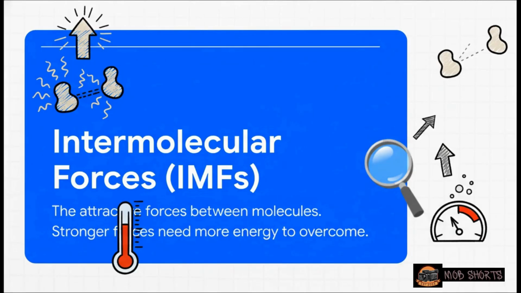So, here is the bottom line, the core principle. The stronger the intermolecular forces, the stickier the molecules are. And if they're stickier, you need more energy, usually in the form of heat, to pull them apart. That directly means you get a higher boiling point, a higher melting point, and a lower vapor pressure, which is just a fancy way of saying it's harder for the liquid to evaporate.